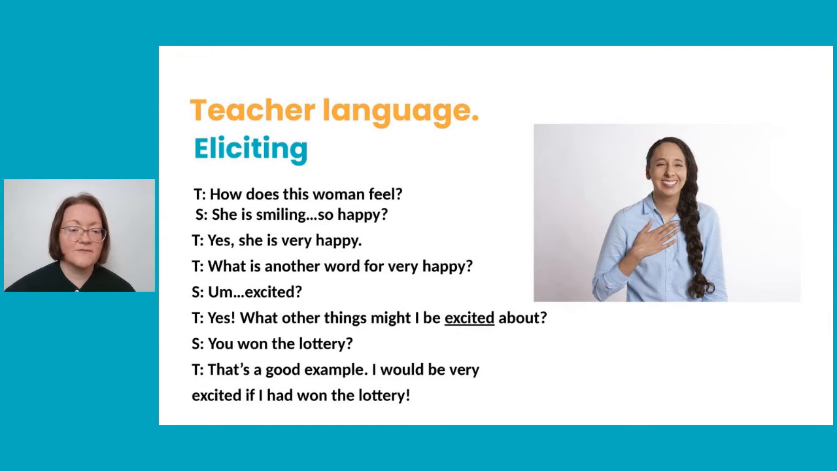That's the word I'm teaching you. So yes, what other things might I be excited about? You won the lottery? That's a good example. I would be very excited if I'd won the lottery. All right. So this is what we mean by eliciting. We're leading our students down the path.